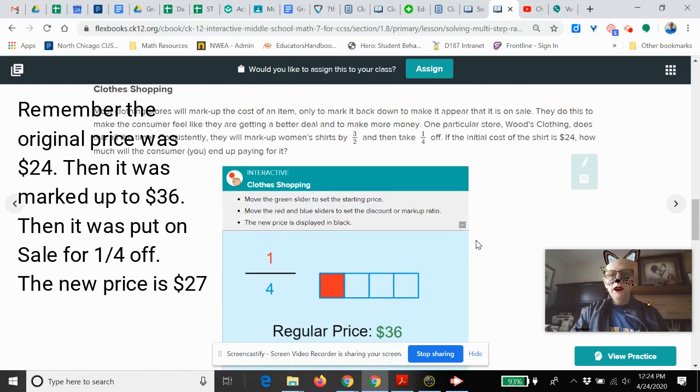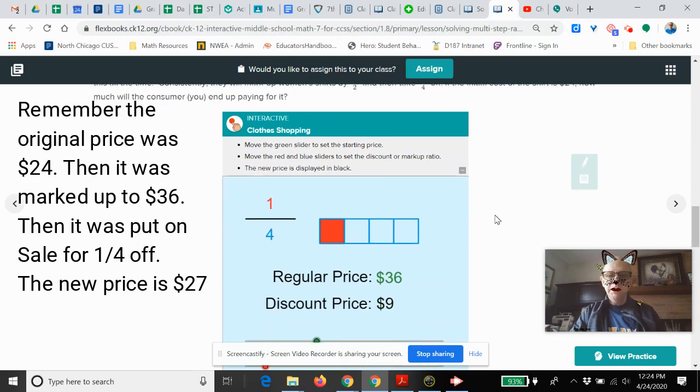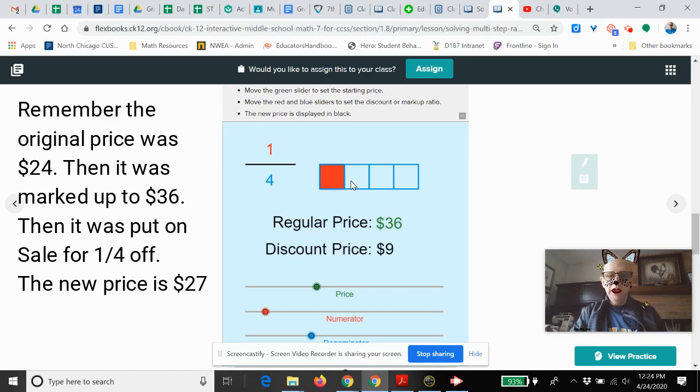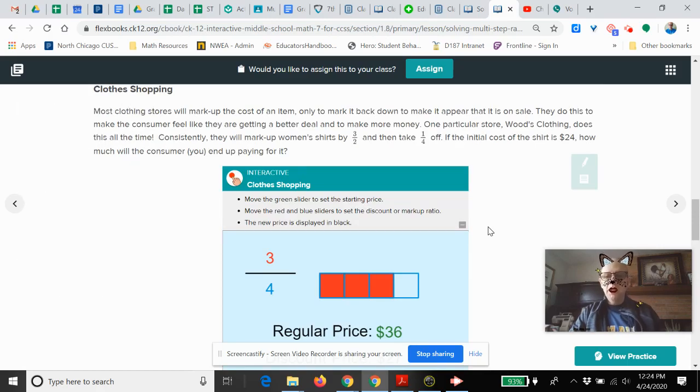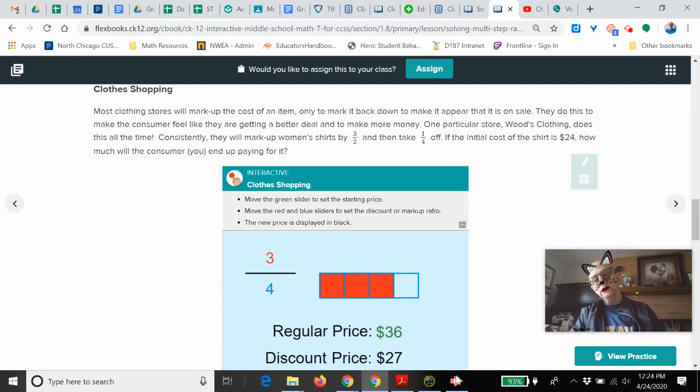So that's why this is kind of a shoddy little business practice, because it was a $24 shirt. Then they marked it up because it wasn't selling. But then the next week they had a sale, and you think you're saving money, but really you're paying $27 for a $24 shirt. You thought you were getting a sale, but actually you got ripped off.